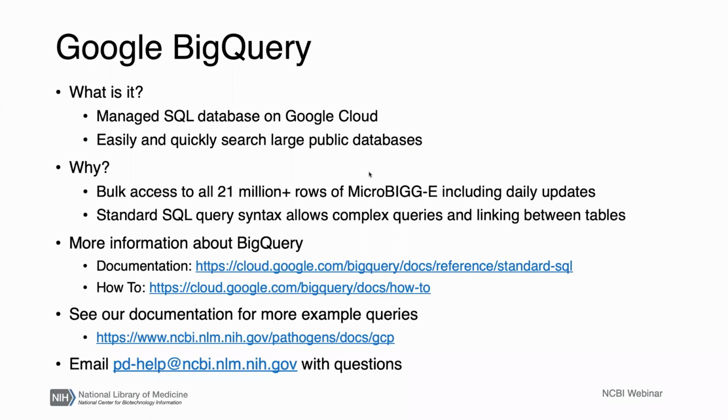Now let's get to the cloud. So we are using Google BigQuery to present these tables in the cloud. And what is it? It's a managed SQL database on Google Cloud. It is designed to easily and quickly allow you to search large public databases. So why are we using it? Well, we have a large database we want to make public. And in this way, we can give you bulk access to all 21 million rows of MicroBigQuery, including the updates that we do every day. And it also uses standard SQL query syntax, so you can do complex queries and analysis just in Google BigQuery without having to download anything.